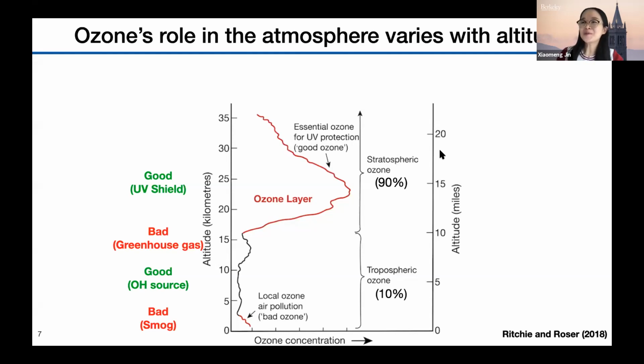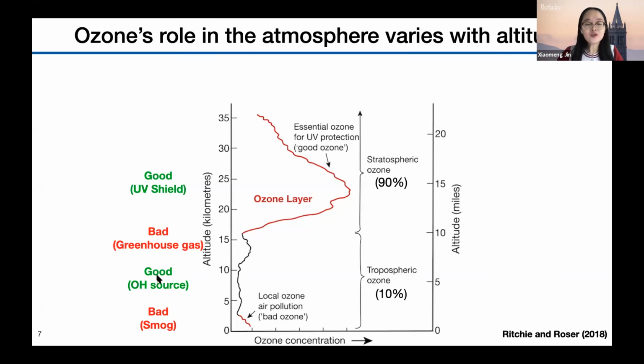Since I'll be talking about ozone today, I want to first clarify which ozone I'm talking about, because ozone plays very different roles in the atmosphere depending on where it is located. In the atmosphere, more than 90% of the ozone resides in the stratosphere, which forms the ozone layer. When we talk about the ozone hole and how bad it is, we are talking about the ozone in the stratosphere.